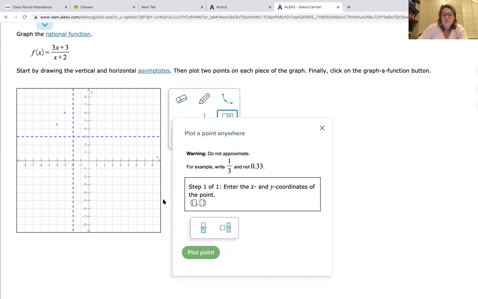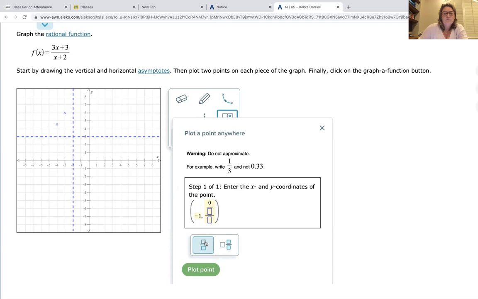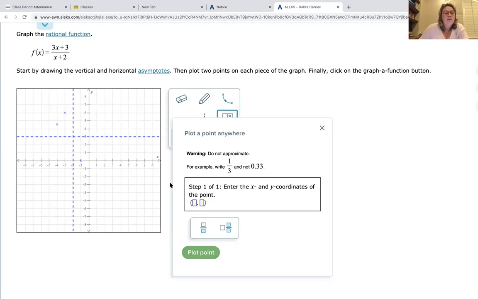So let's pick x equals -1. When x is -1, what's my numerator? -3 plus 3. It's going to end up being 0. Okay, well, what's the denominator? -1 plus 2 is 1. Plot. All right, now let's pick x equals 0.